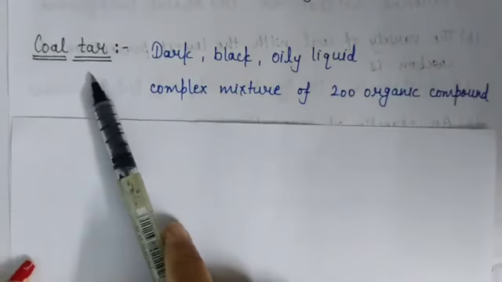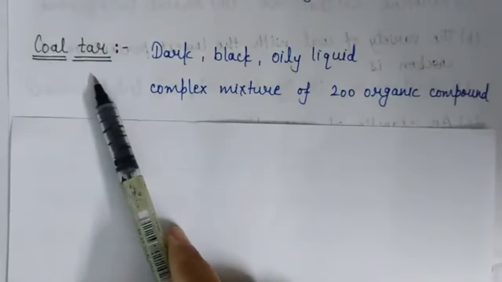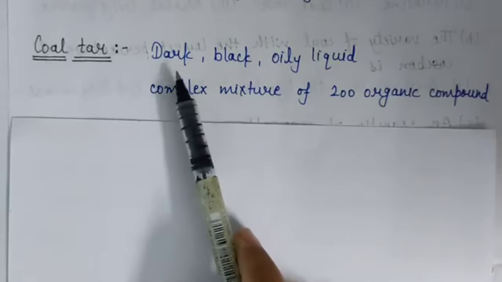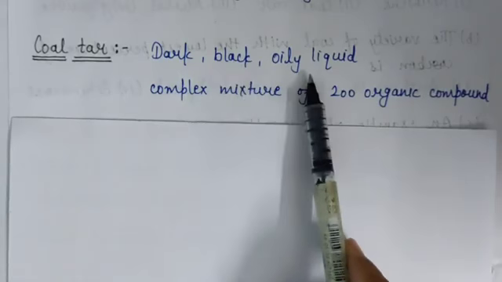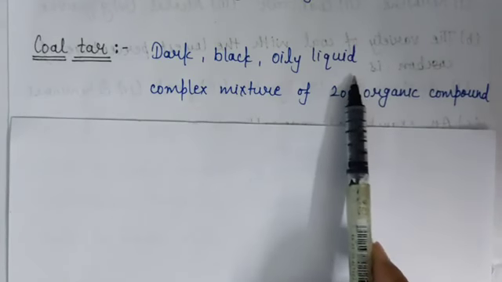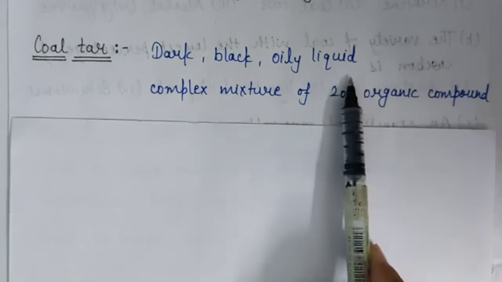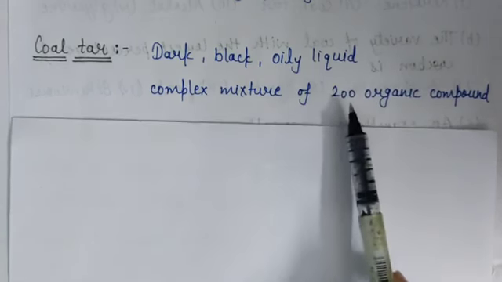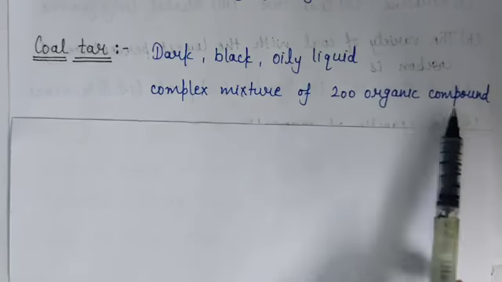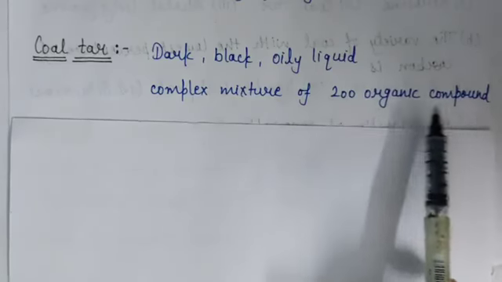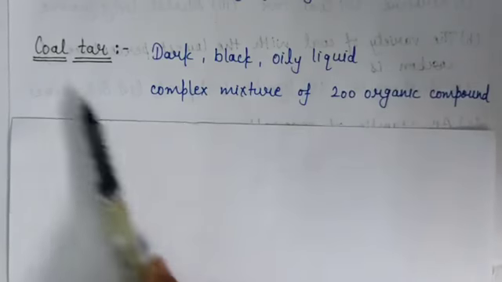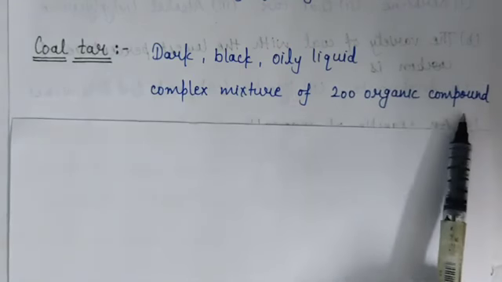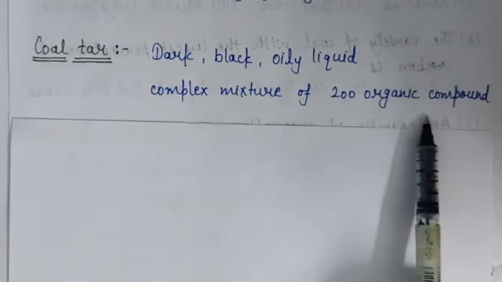Now the next product which is obtained from destructive distillation of coal is coal tar. Now what is coal tar? It is a dark, black and oily liquid with an unpleasant smell. Okay, and it is a mixture of about 200 organic compounds. It is a mixture of 200 organic compounds and it has an unpleasant smell.